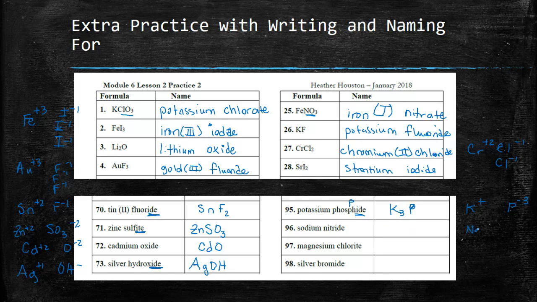Sodium and nitride. Sodium is a +1. Nitrogen is right up above phosphorus. So it'll be a -3 as well. So that'll be Na3N.